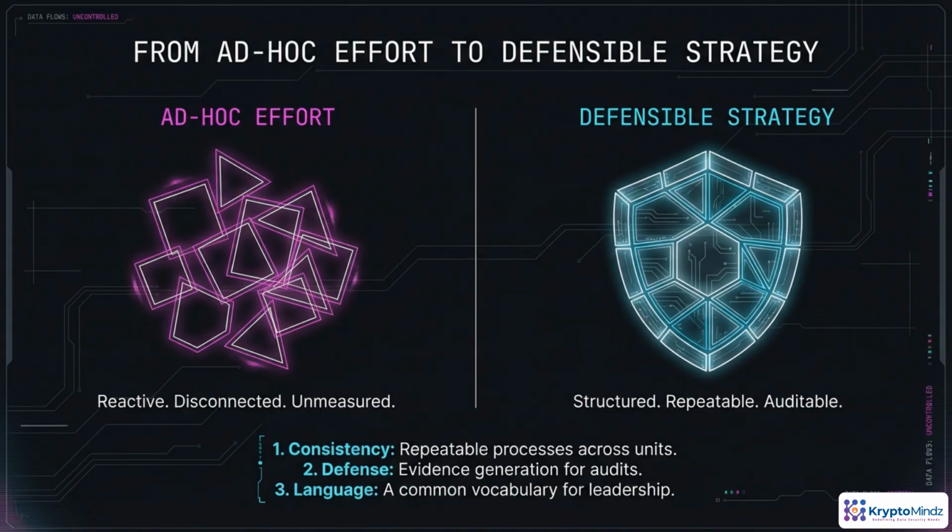Many organizations begin with ad hoc cybersecurity: tools bought after incidents, controls scattered across teams, and almost no measurement. It's reactive and hard to justify to leadership or auditors. NIST CSF 2.0 helps you move from that chaos to a defensible, repeatable strategy. Outcomes become structured. You can show consistency across business units, generate audit-ready evidence, and, just as important, use a shared language to explain cyber risk and investment decisions.